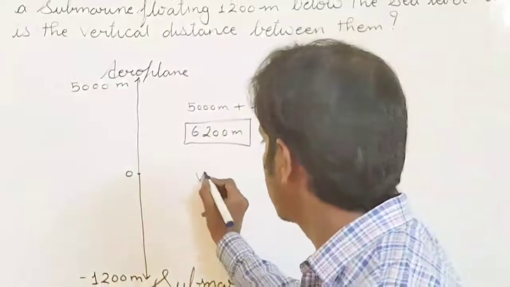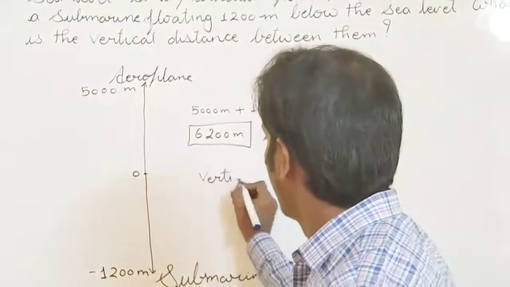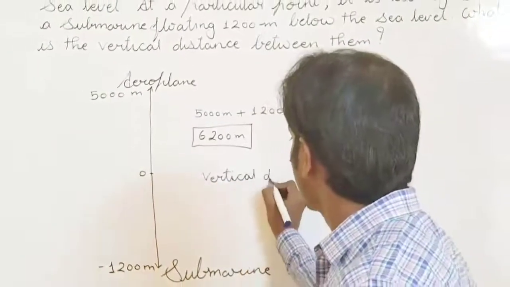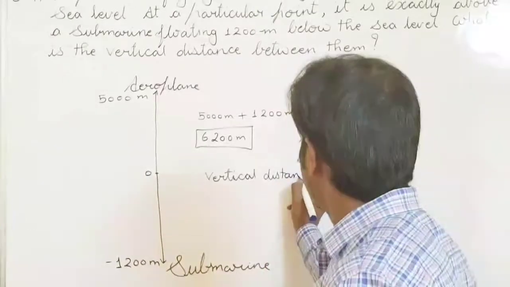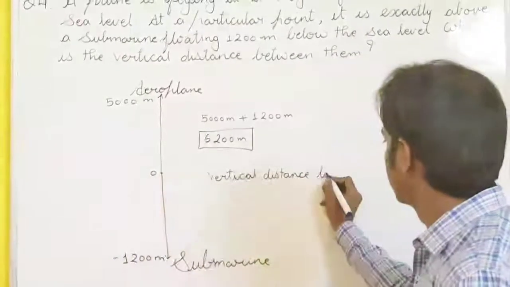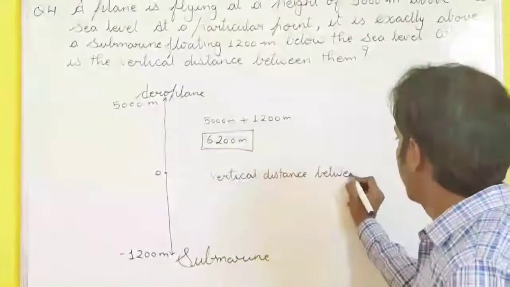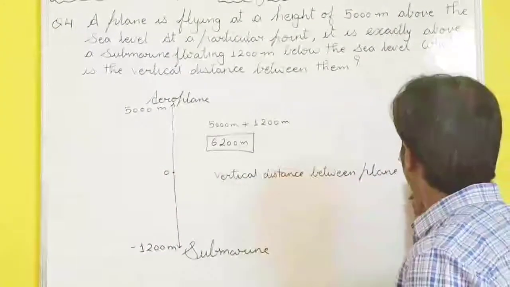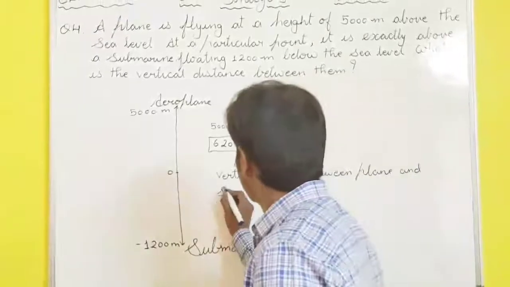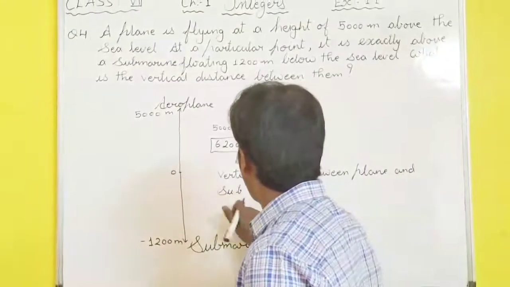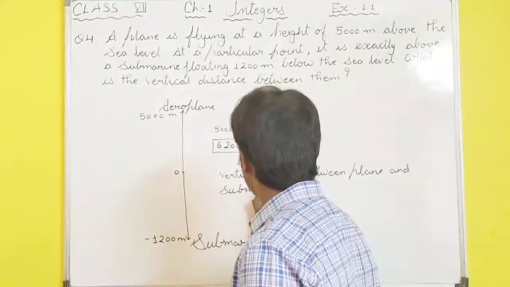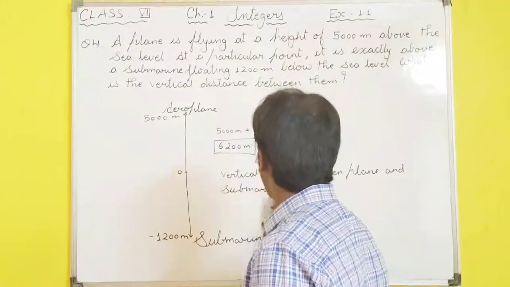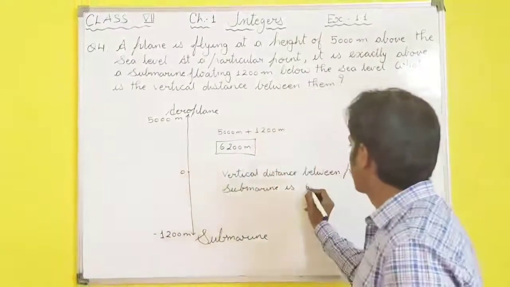What is the vertical distance? Vertical distance between plane and submarine is 6200.